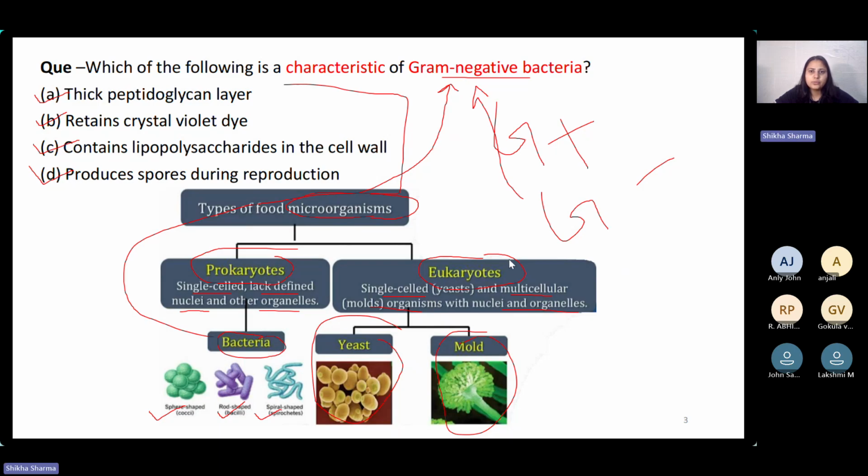Anyone who would like to answer? What are gram-negative bacteria basically?